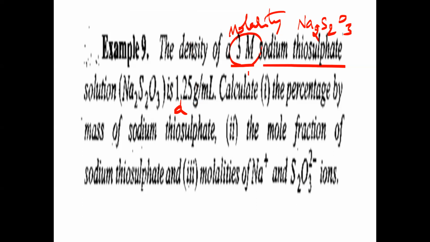Now here you have to understand, a 3 molar solution of sodium thiosulfate is there and the density is given to you. They are asking to calculate the percentage by mass, that is W by W percent. And they also ask for the mole fraction of sodium thiosulfate, where sodium thiosulfate is the solute. So X2, the mole fraction of solute, is asked to calculate.